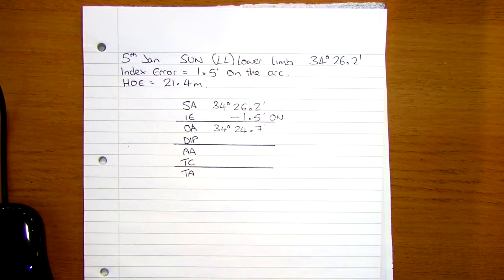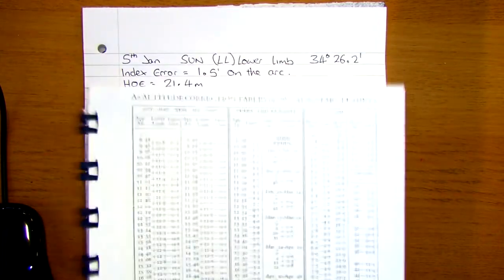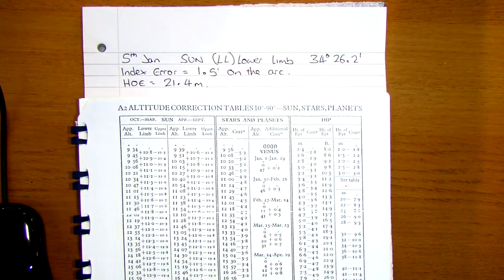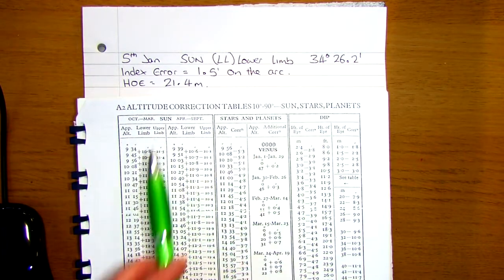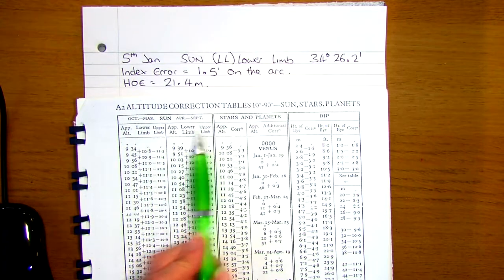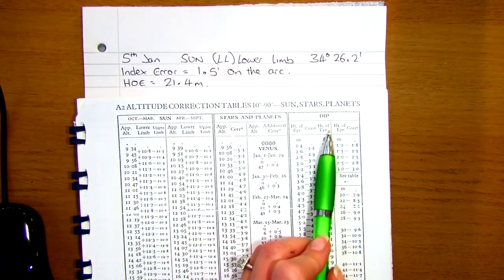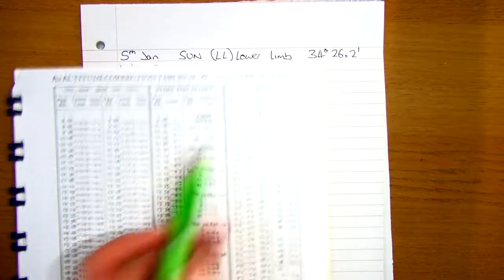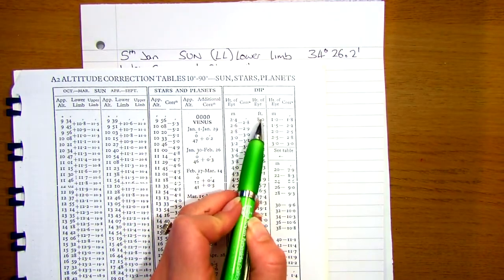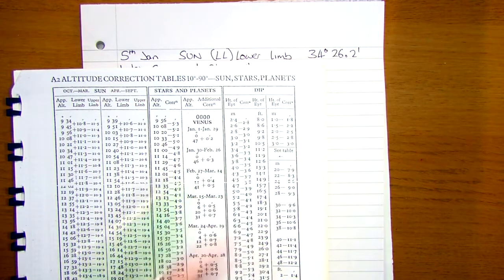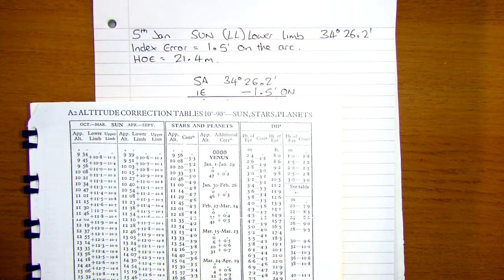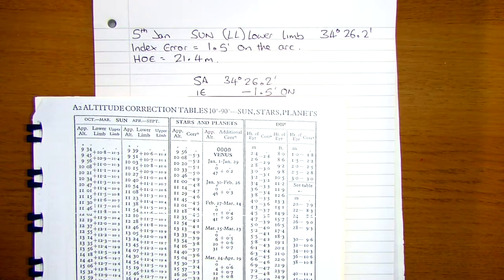So you need the nautical almanac for this. We're taking the altitude correction tables from the start. If you have a look, we've got 3 different correction tables: correction tables for the Sun, for the stars and planets, and for dip. So dip is the one that we're looking at now. You see that height of eye is given in meters or in feet, so make sure you're using the correct column.